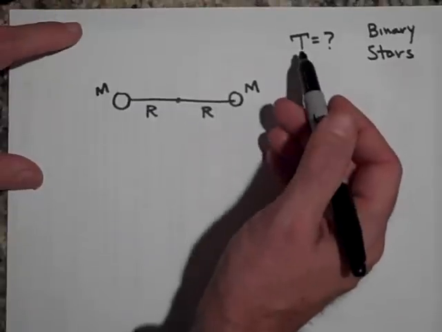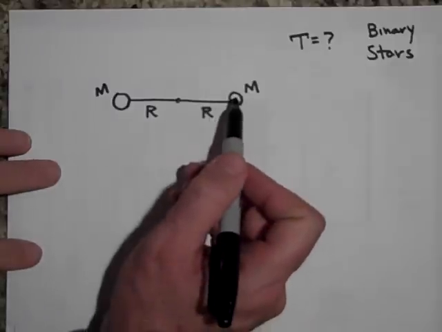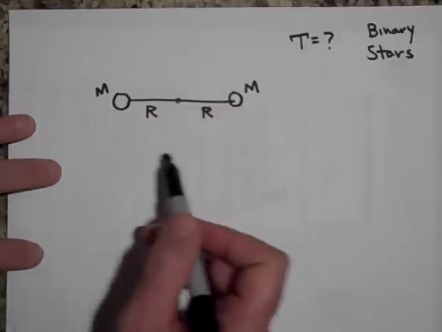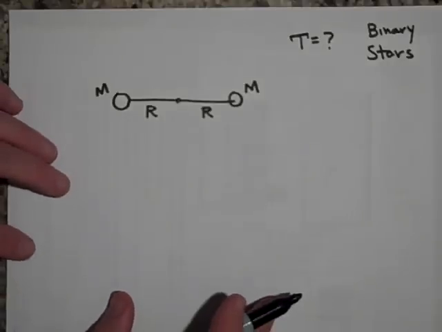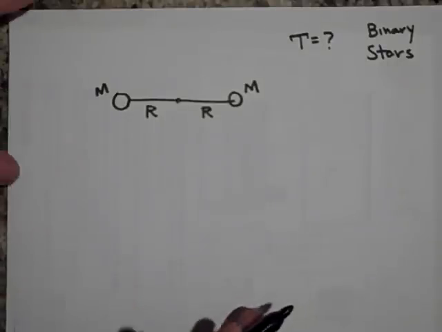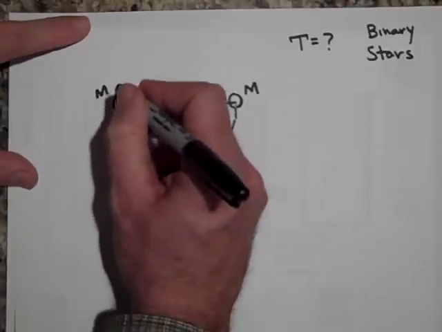And I'd like you to see if you can figure out the period of this system. How long will it take this to go around one time around like that? Okay, go ahead and pause and see if you can figure that out. Okay, now what's happening there then is it's going to go around a circle like this.